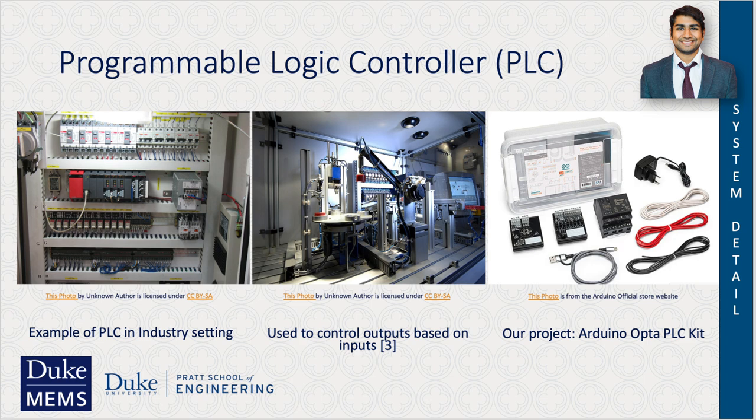Wherever you have certain types of machines or equipment that need instant responses from the inputs in order to control outputs, or they need specific safety concerns, you want a very robust controller that can take specific inputs and immediately give you some logic that will control the outputs based on that. And so robotic arms, for example, rely on these types of inputs in order to control outputs in industry. And so for our project specifically, we use an Arduino Opta PLC kit, which is a pretty robust controller that can also be used in the factory setting.